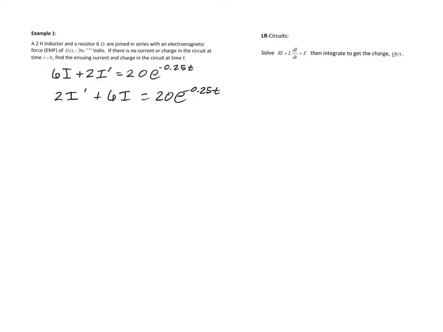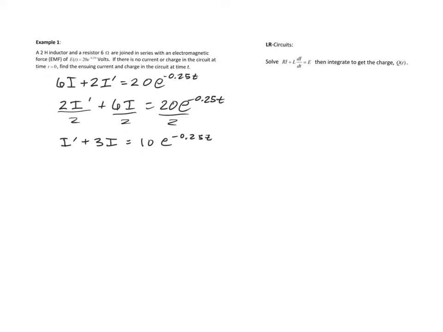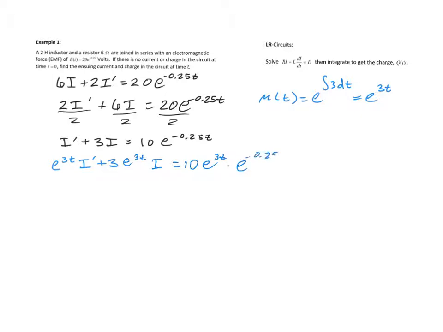Then we'll divide the entire equation through by 2 to get the I prime leading the way. So we've got I prime plus 3 times I is equal to now 10 e to the negative 0.25 t. Our integrating factor is really simple. It's just going to be mu of t is equal to e to the integral of 3 dt, which is just e to the 3t. So we multiply that through our entire equation, and e to the 3t times I prime plus 3 e to the 3t times I is equal to 10 e to the 3t times e to the negative 0.25 t.